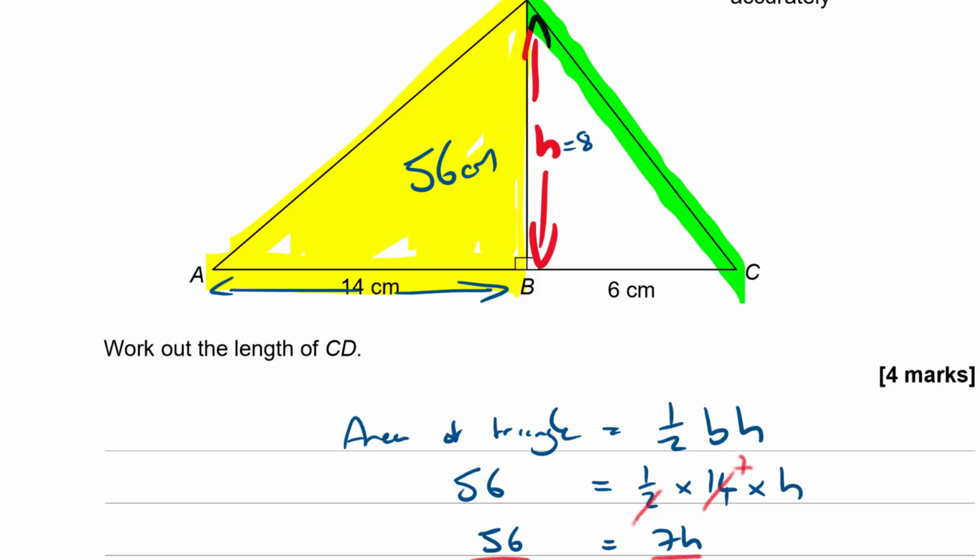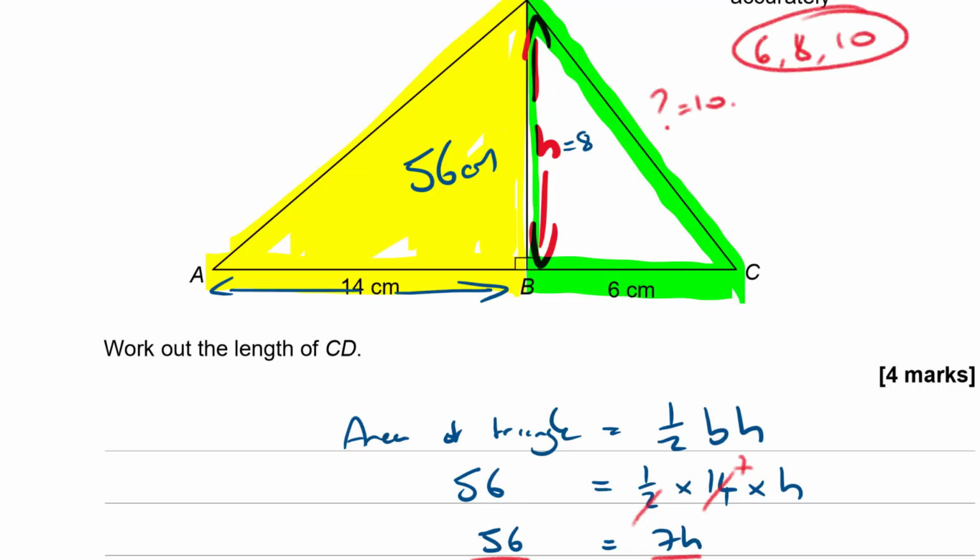Okay, now looking at the right triangle, that has got a length of 6 and a height of 8. So I want to know the hypotenuse of that right angle triangle. Now you can do this with Pythagoras' theorem. I already know the answer because I know that 6 and 8 goes with 10. Okay, so I know already that it's 10 because I know what the Pythagorean triples are.